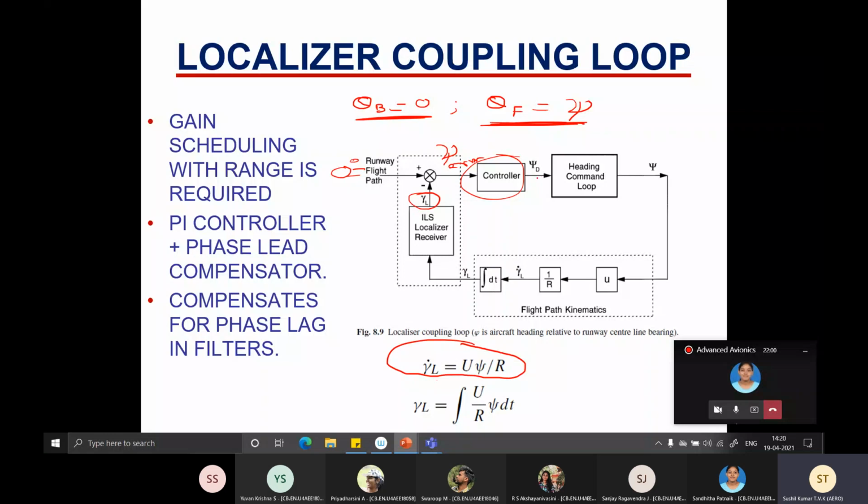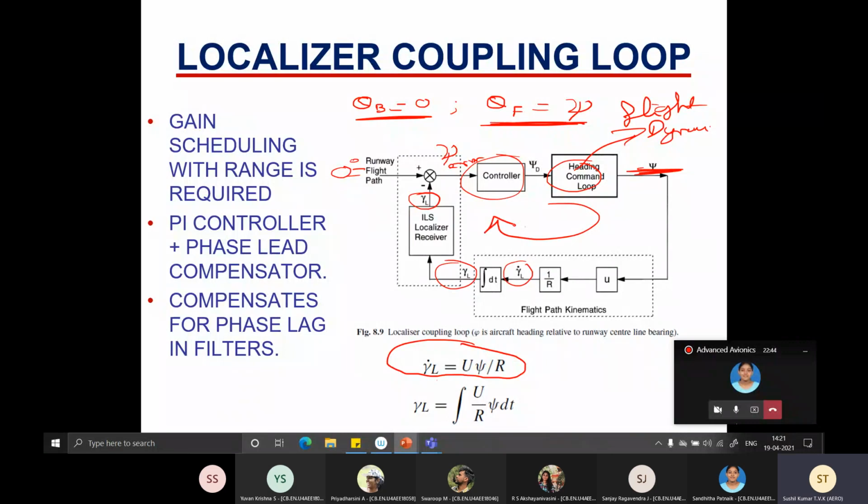Then it goes to the flight dynamics part, where you deflect the aileron, and this heading command loop is what we saw earlier. So you deflect the aileron, and it results in a change in heading and all those things. So this is a flight dynamic loop. So there is some yaw angle, and this results with the kinematics part of it. It gives gamma dot L, and integrated over a period of time gives gamma L. So that's how the outer loop gets completed.